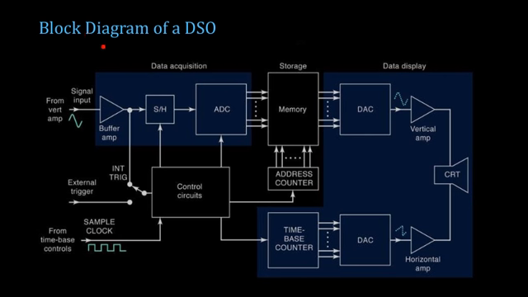Now we'll go through the block diagram of DSO. So the block diagram can be divided into 3 or 4 parts. First one is the data acquisition.